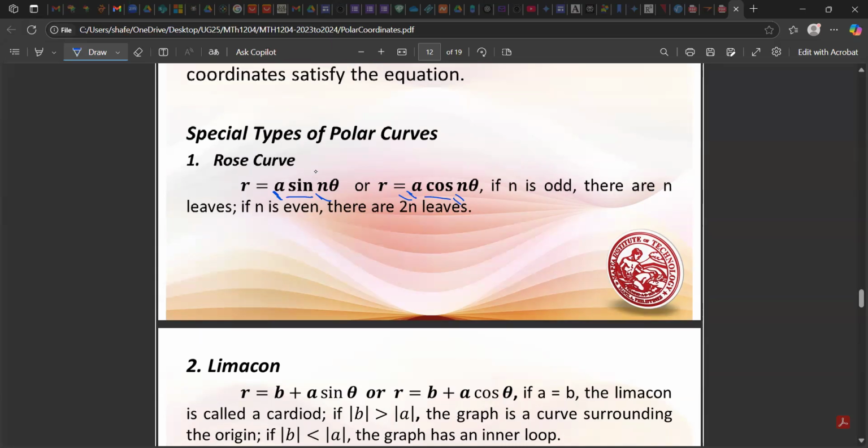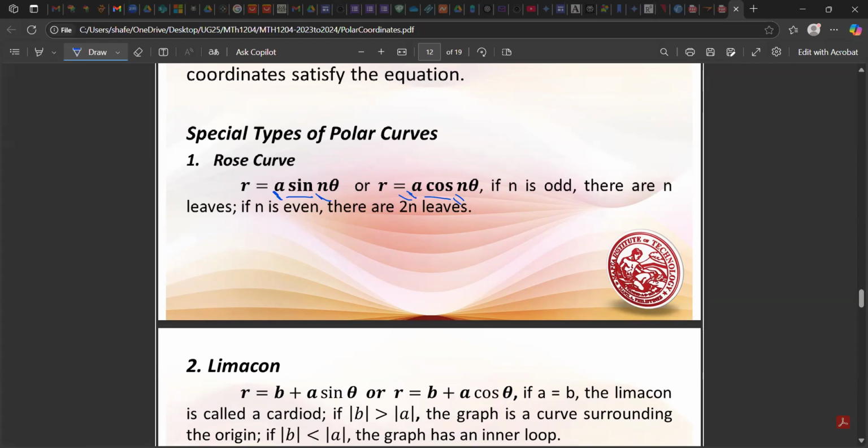I don't want to tell you everything. When you have sine and you have cosine, what's the difference in the graph? And when you change N from odd to even, what's the difference in the graph? So go into Desmos and do some graphing.